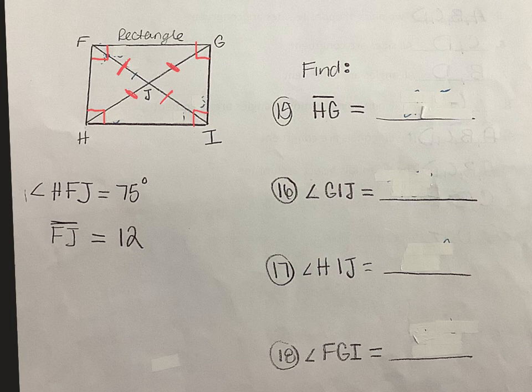And we know that this here, from F to J, so this green piece right here, is 12. So that means the whole length across would be 24. So from here to here is 24. And then from H to G, which is our first question, would be 24. Right? Because remember, diagonals of a rectangle are congruent.